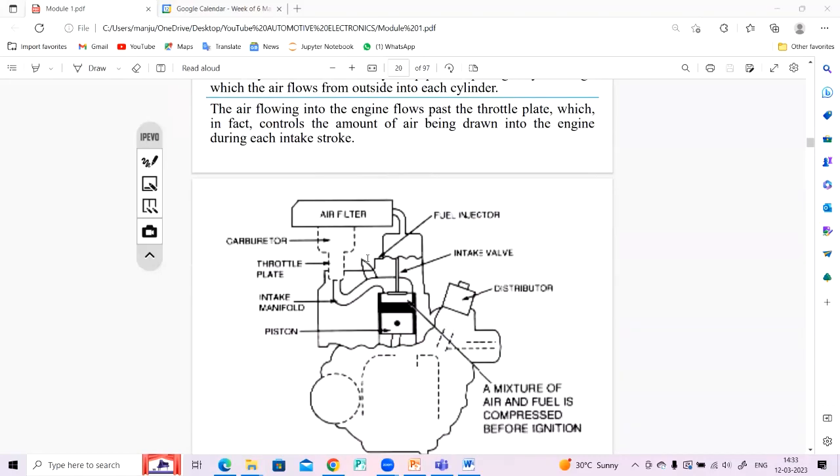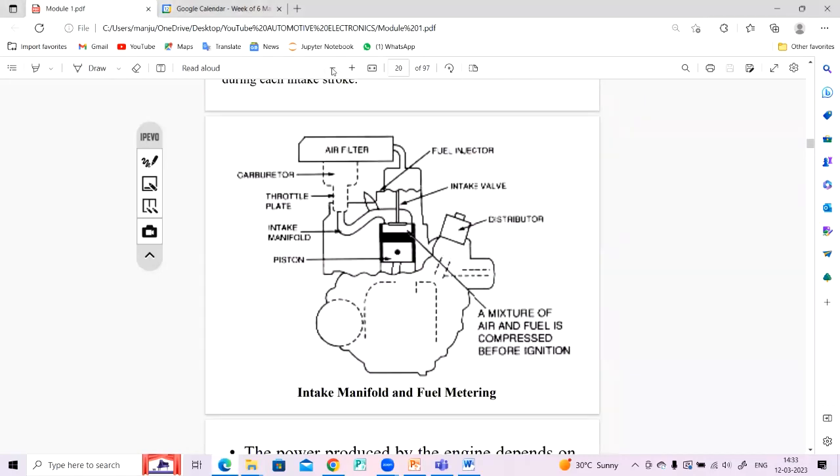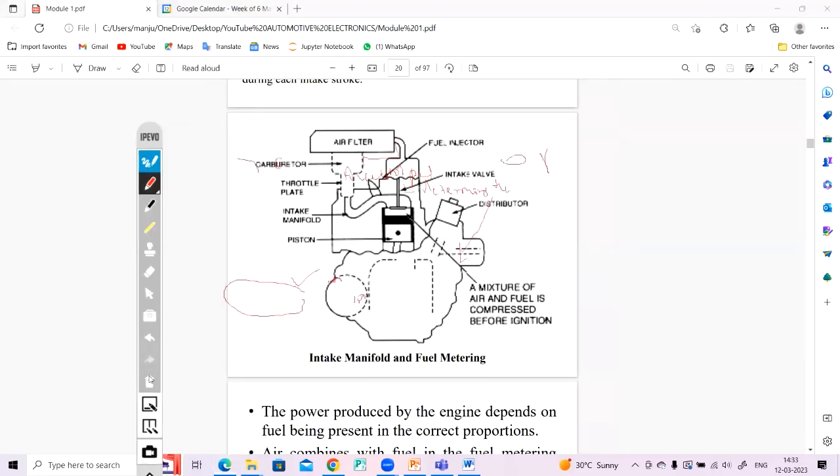Now if you focus on this figure, there is one air filter, we have one injection filter, and this is the throttle plate we just discussed. Then there is one piston to make the movement. Here the mixture of air and fuel is composed to form ignition. This is a distributor. This is the intake manifold and fuel metering diagram.